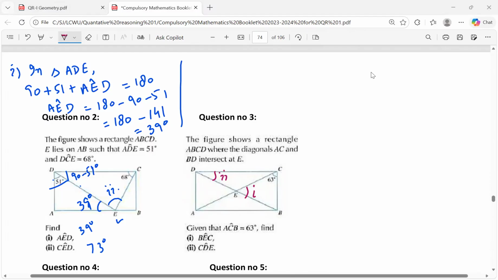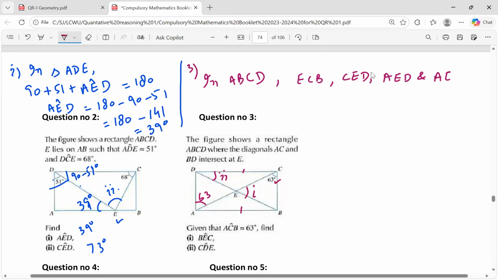Since this angle is 63 degrees and these two sides are parallel, this one angle is also 63 degrees. And in rectangle ABCD, the triangles ECB, CED, AED, and AEB are all isosceles triangles.